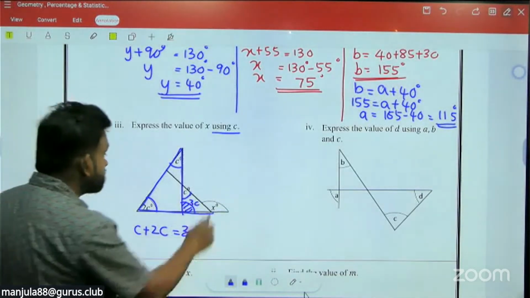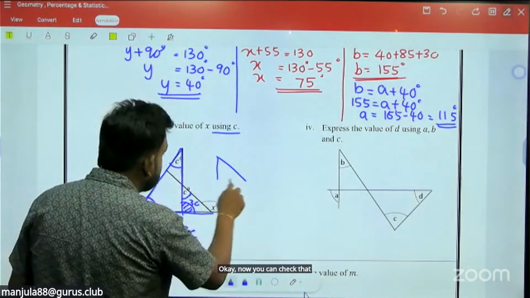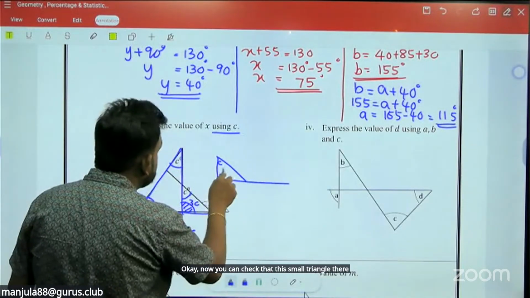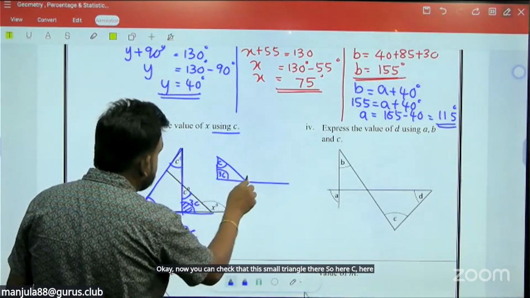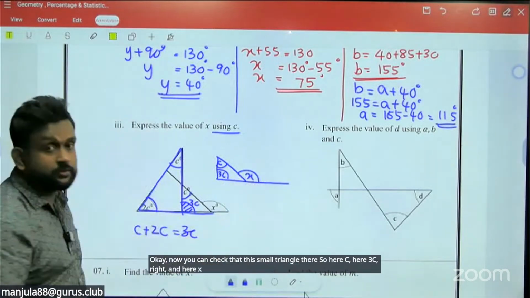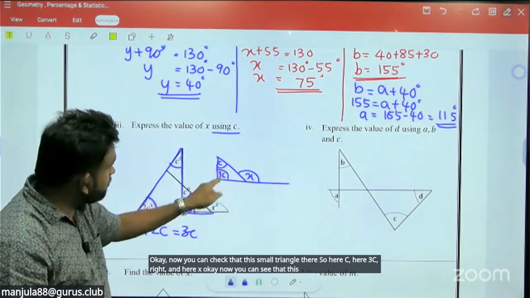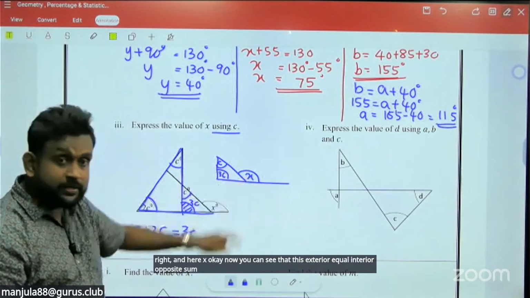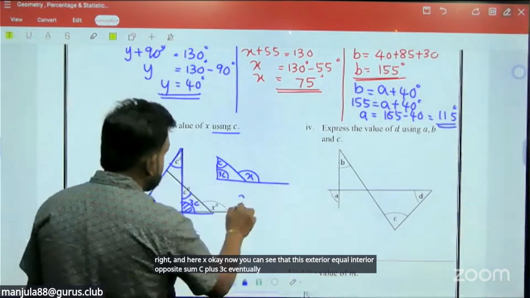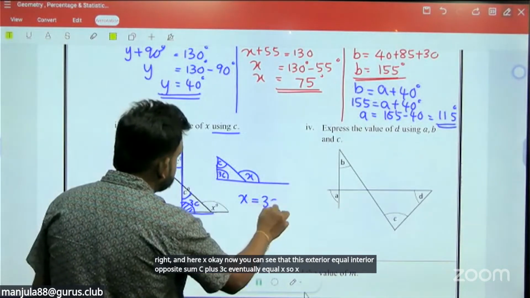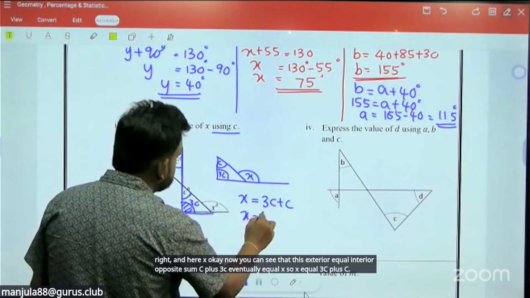Okay, now you can check this small triangle. So here C, here 3C, right, and here X. Now you can see that the exterior angle equals the sum of the interior opposite angles. C plus 3C eventually equals X. So X equals 3C plus C. So X equals 4C.